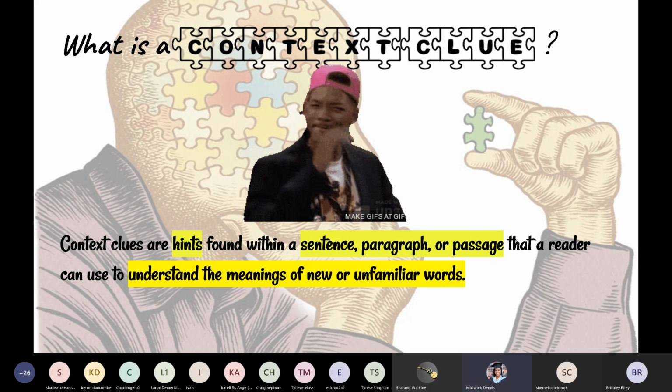Now, when we talk about context clues, can someone tell me what is a context clue? What is a context clue? I see someone has just popped up. Context clues are hints found within a sentence or paragraph. Good job. Hints of what? What are the hints doing? What is the purpose of having a hint in the sentence? To do what?